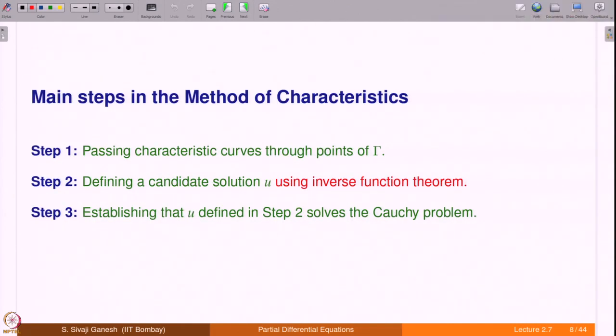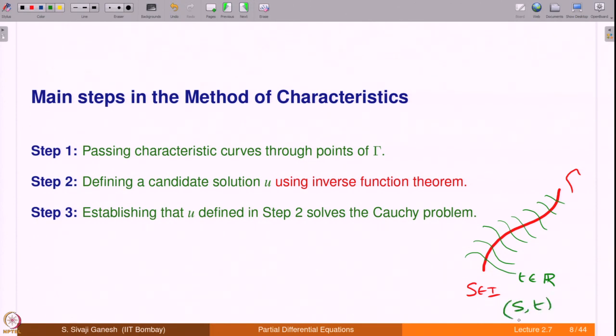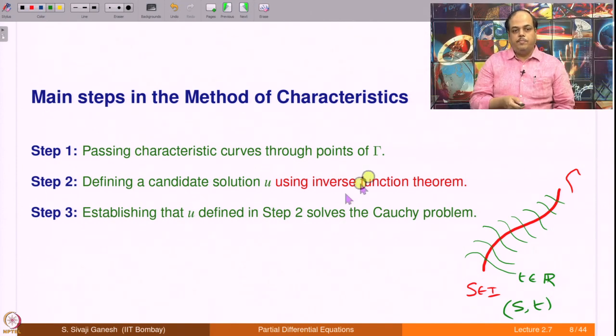So, step 1 is: through every point of gamma you pass a characteristic curve. Gamma is here, and we want to find a surface which contains this gamma. So, what we do is pass characteristic curves through it like that, and you see this is going to give a surface. The given datum curve is described by s, and for each fixed s, the characteristic curve passing through that point is defined by t in R. So, we have a description of a geometrical object in R3, which is parameterized by two parameters s and t. As s and t vary, we hope we will get a surface. That was the idea, which is why we start with step 1, where we pass characteristic curves like this.